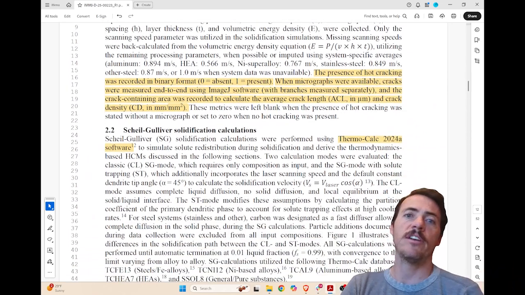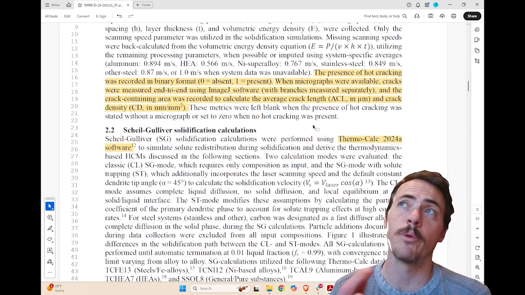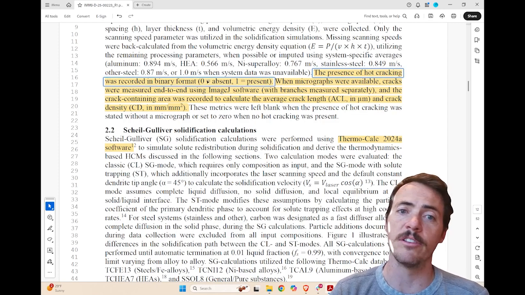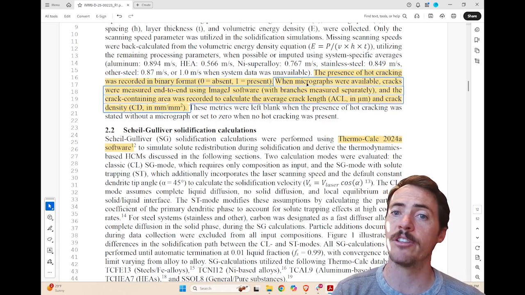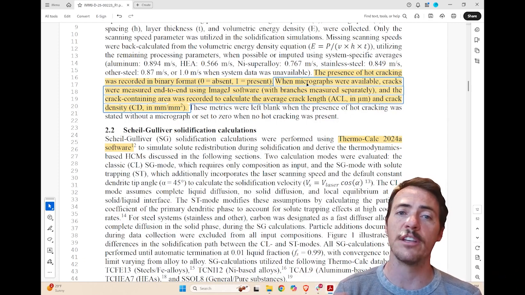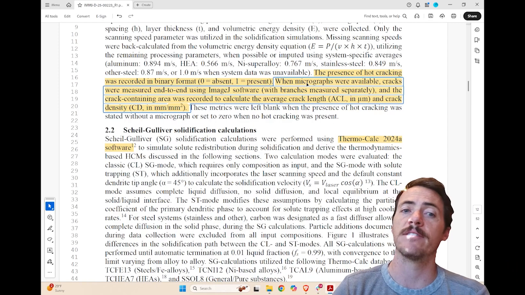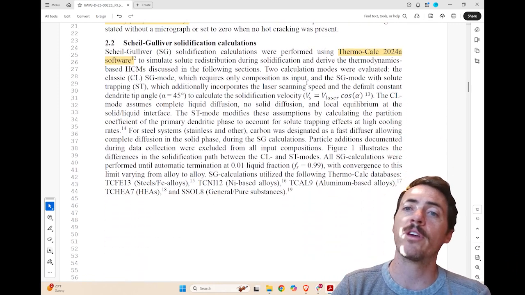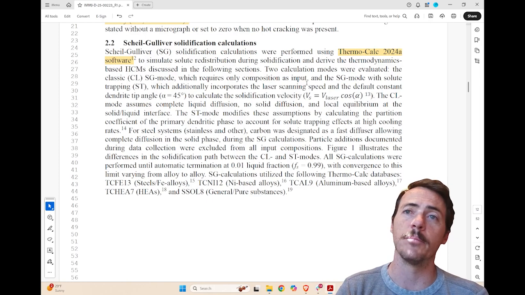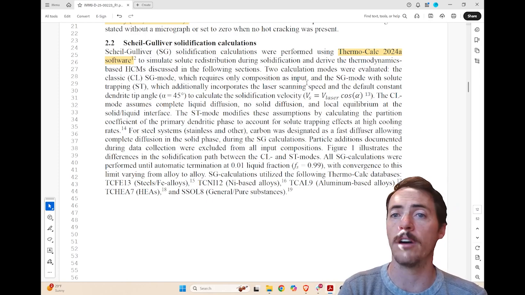It says here that they actually had to collect whether or not cracks were present. Sometimes it was just reported in the paper as a binary, like 0 or 1. And sometimes they actually provided the micrographs. And when they did, here the authors actually did the effort to use IMMI, where they actually measured the crack length and the crack density. And then using Thermo-Calc 2024A software, they were able to calculate the susceptibility of these different alloys to hot cracking.